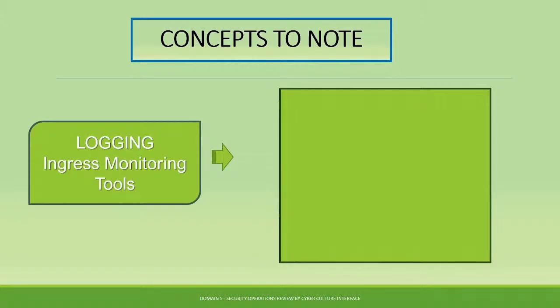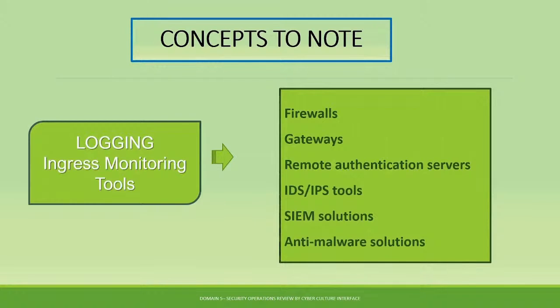So there are ingress monitoring tools. Ingress is basically talking about traffic that is flowing inwards, that is coming in. So ingress monitoring tools, when we talk about logging, are tools that monitor things, traffic or events that are coming inwards into the network or the device. So we have firewalls, gateways, remote authentication servers, IDS and IPS. IDS is intrusion detection system, and IPS is intrusion prevention system. We have the SIEM tool, the security information and event management tool. Like we explained these tools in the last video under domain 4, and we also have anti-malware solutions. These things help to checkmate the inflow of traffic into the network or into your device. So this is categorized under logging. So when you are looking at domain 5, check logging. These are concepts you need to take note of.